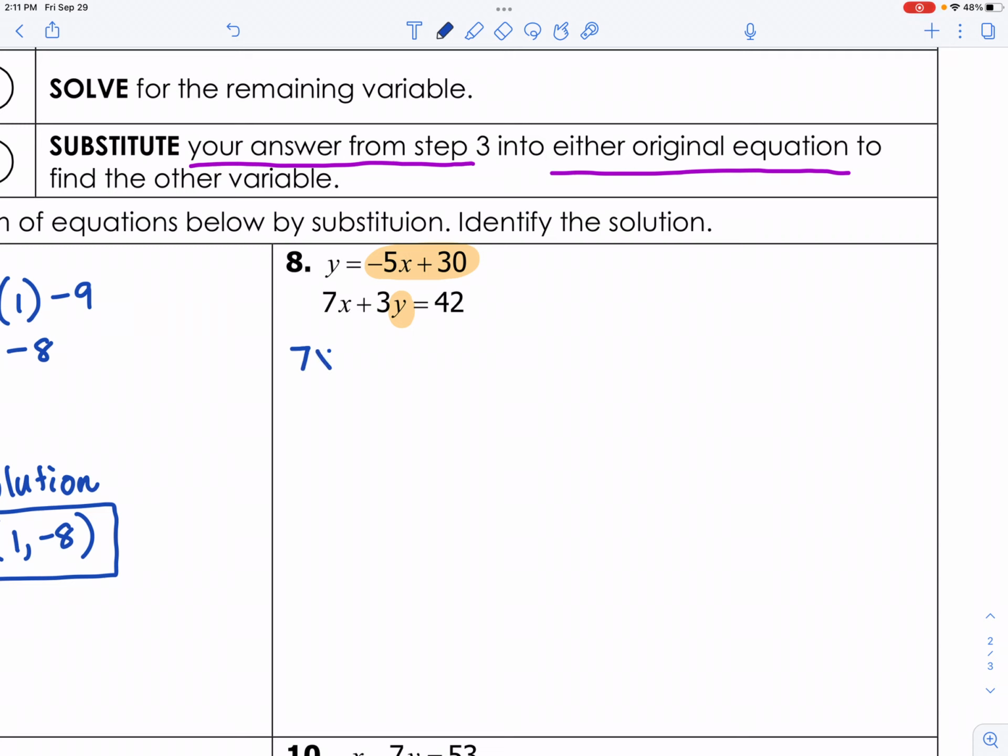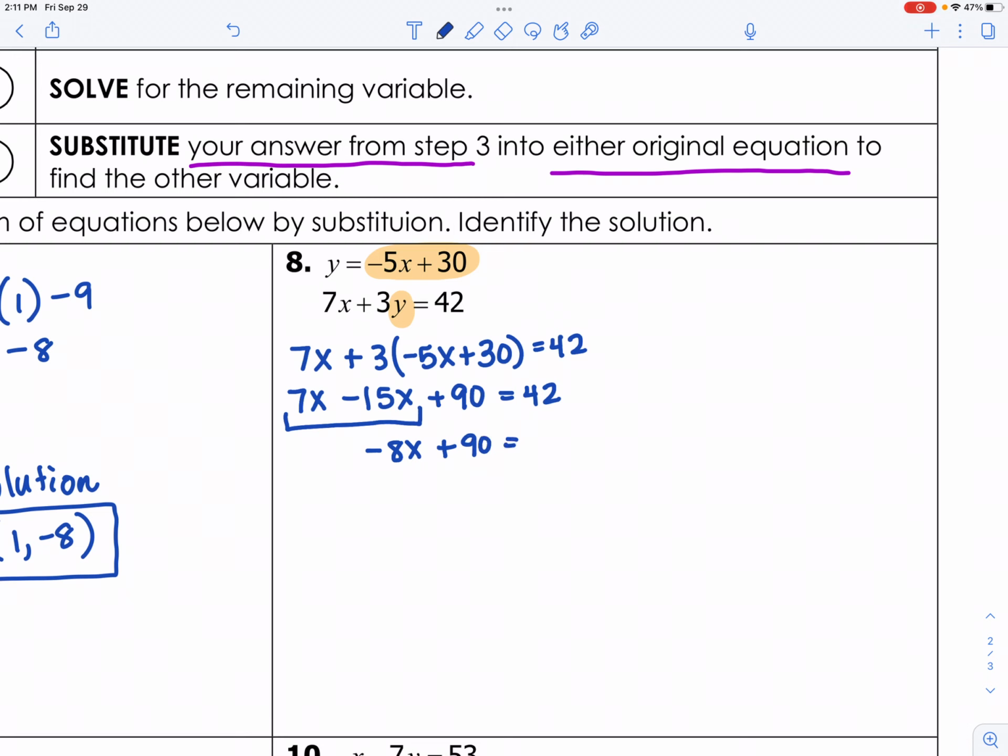So when I write this down, 7x plus 3, I'm going to use parentheses to show my substitution. I'm replacing that y with negative 5x plus 30. And now notice that we have an equation with just x's. I'm going to solve for x here. So 7x minus 15x plus 90 is equal to 42. I'm going to combine our like terms here. This leaves me with negative 8x plus 90 equals 42.